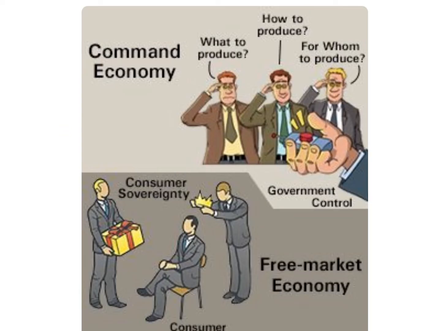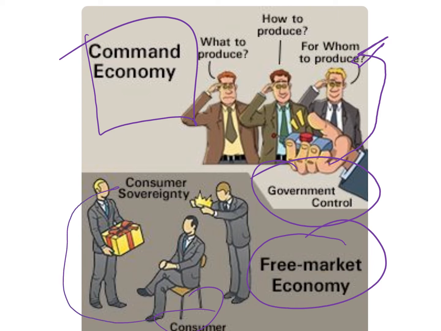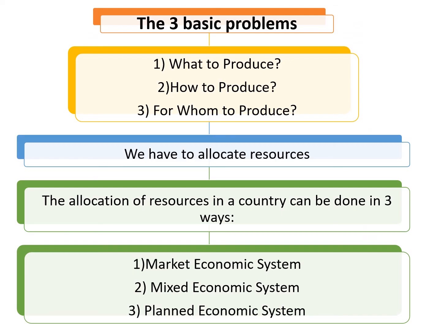So as you can see, this is a summary. When I'm talking about a command economy, it is mainly government control because they are the ones choosing the answers of these three questions. Whereas when I'm talking about a free market economy, it is the consumer choosing the answers of the three questions. So this is what we call consumer sovereignty.